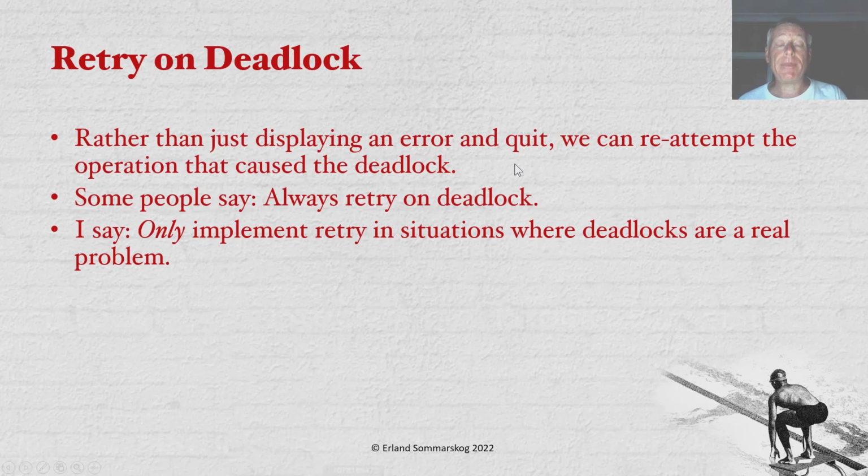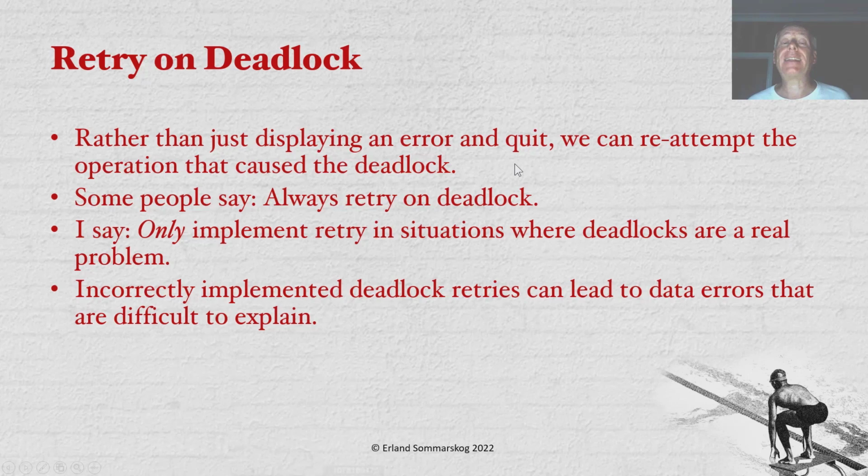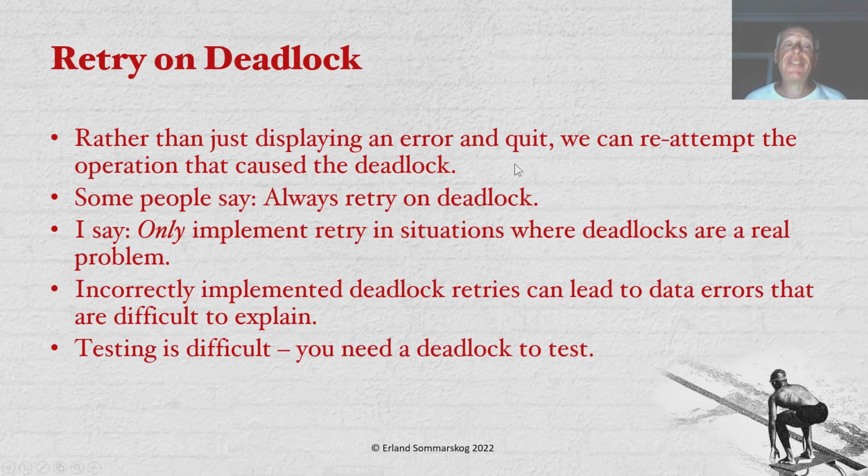Why? Because if you implement that deadlock retry in the wrong way, that can lead to data errors that are very, very difficult to explain because they will only occur when you actually have a deadlock. And I will give an example of this later on. Also, I'd like to point out that testing deadlock retry is difficult because you need a deadlock to test. And you don't write code so it can produce deadlock, do you? And even if you have a situation where your deadlocks are a real problem, producing that deadlock at will can still be difficult to do the testing. And it also might depend on where exactly the deadlock occurs whether you get a problem or not.